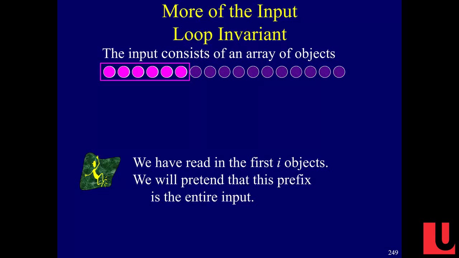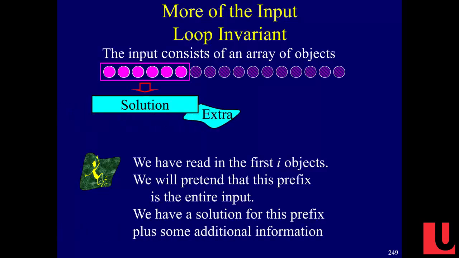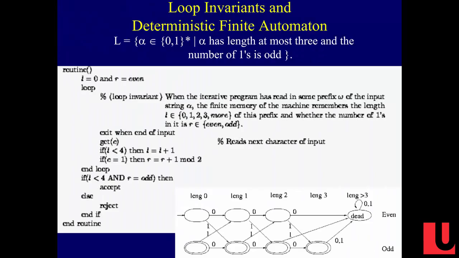And if that's the input, then we should have the solution already. We know what the solution would be to the problem if that were the input. And we're going to have some extra information because that'll help us move along. So this hopefully reminds you of finite state automata, which I was doing loop invariants for just yesterday.